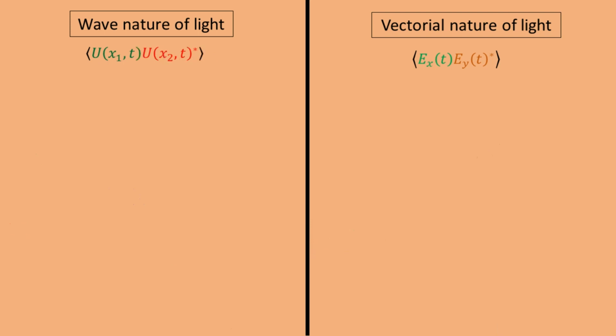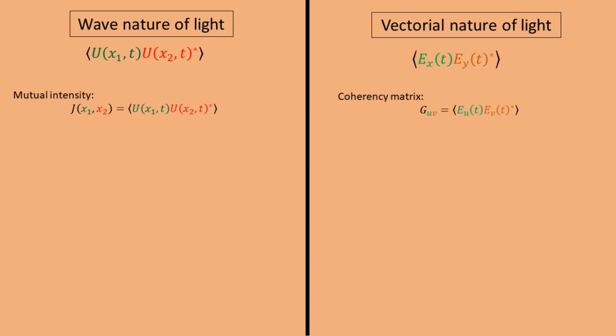Let's lay out the mathematical tools that are required to describe partial polarization and compare them to the mathematical tools we use to describe partially coherent fields. To describe a spatially partially coherent field, we compute the correlations between the fields at all pairs of points x1, x2 to define the mutual intensity function. Similarly, to describe a partially polarized field, we compute the correlations between the different components of the field to define the coherency matrix.